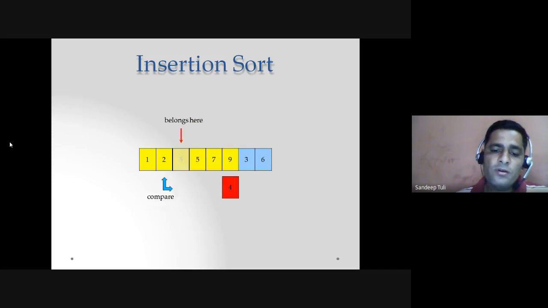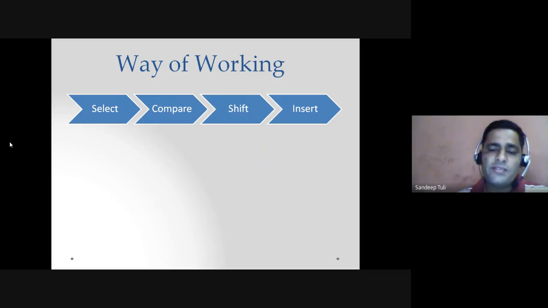Similarly 4 will be compared. Similarly 3 will be compared. Similarly 6 will be compared. In this way we will get the sorted elements. So what is the way of working actually? You can see that first of all we select the element.